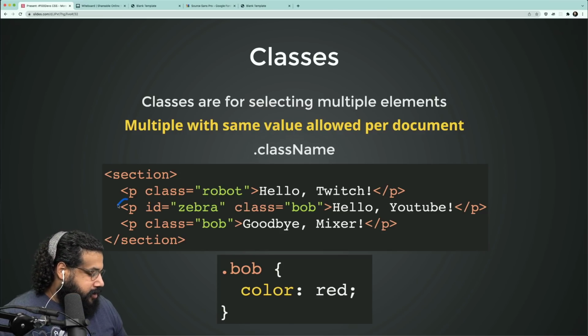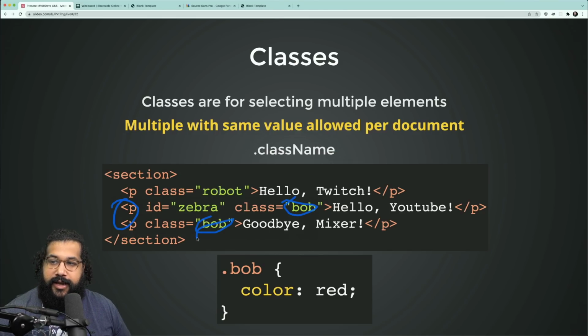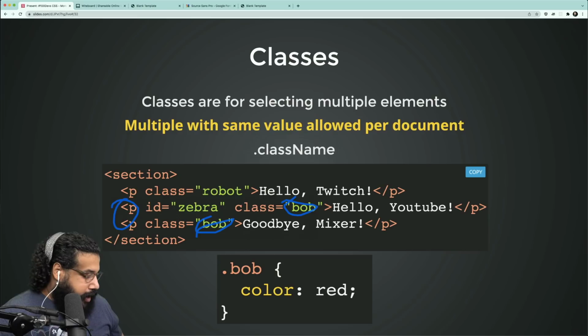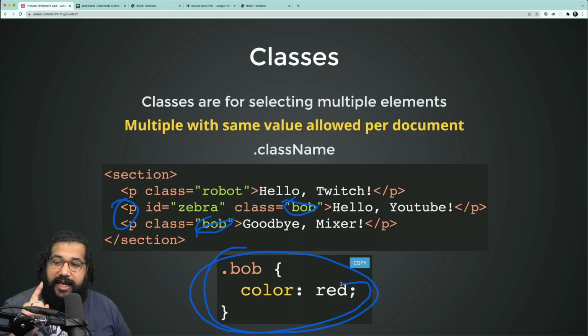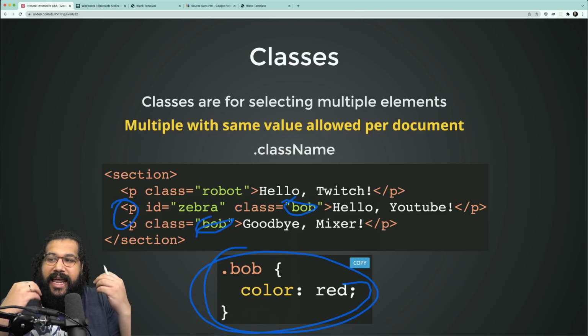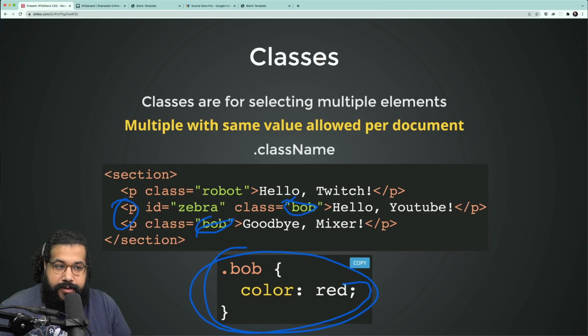Both of these paragraphs have the class of Bob, right? I can target both of those at the same time. I wrote one rule in my CSS, but I targeted both of those paragraphs, right? So IDs are unique, classes can be reused across, and it enables us to target multiple elements, okay?